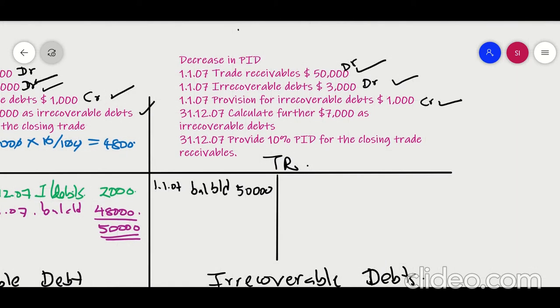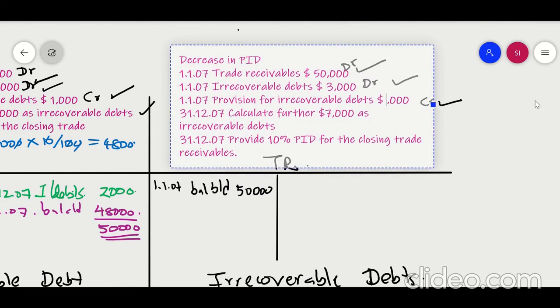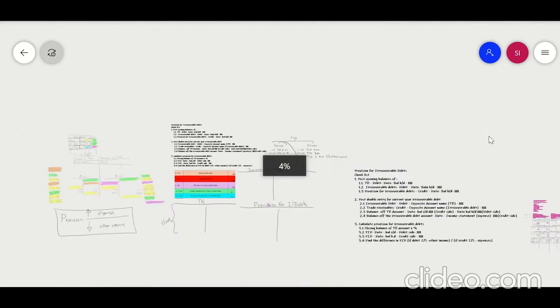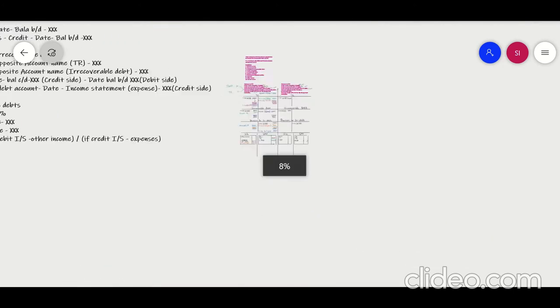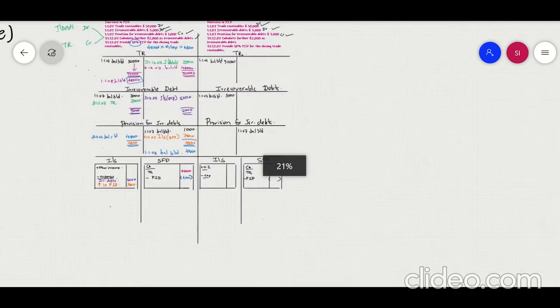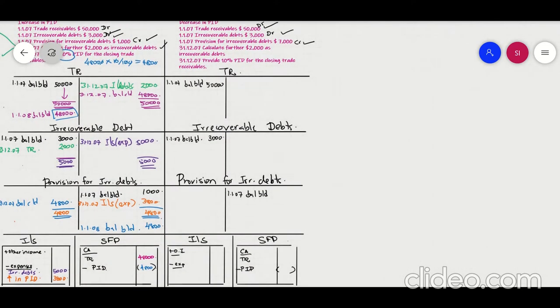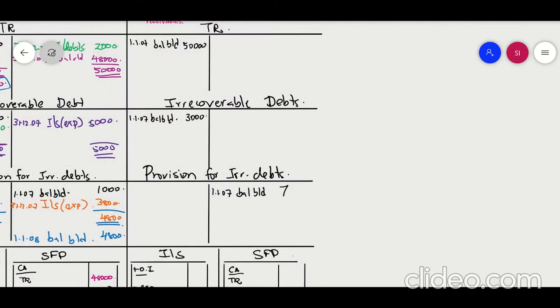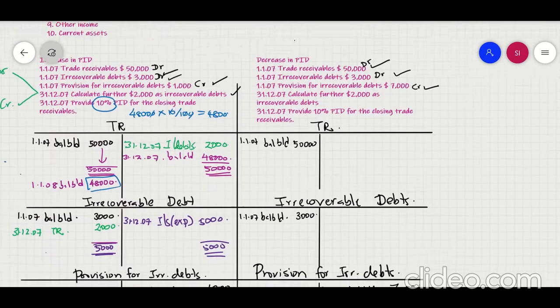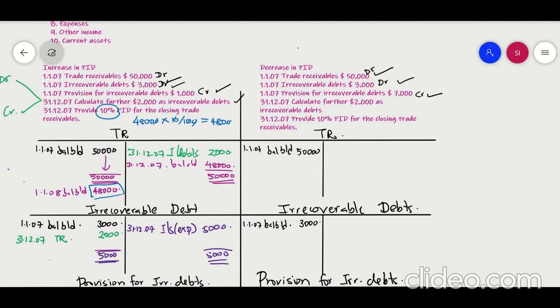Let me change the value of provision for irrecoverable debts here. I need a higher figure, and let me change this into 2,000 because we need to show the impact of decrease. So over here, provision for irrecoverable debts worth 7,000. Once we are done with this, we calculate further irrecoverable debts worth 2,000. We debit irrecoverable debt account and we credit trade receivable account. Let's show that impact.